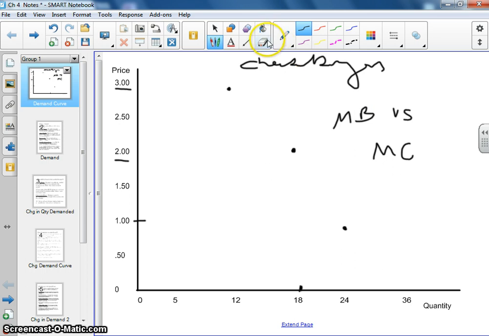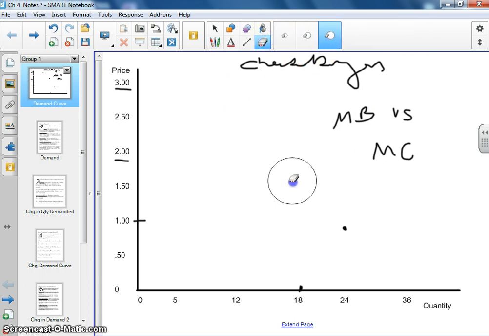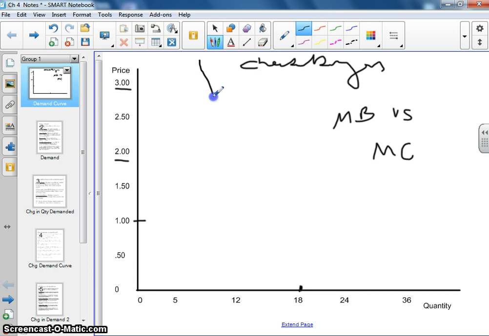When it's all said and done, if we kind of clean up our points, what we're going to end up with is a downward sloping curve. It's going to look something like that. And we're going to call that a demand curve, often abbreviated with the letter D. We will come back to this graphic and look at it often as we get into our discussion of demand.